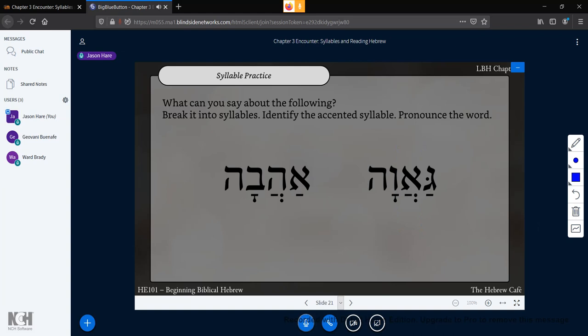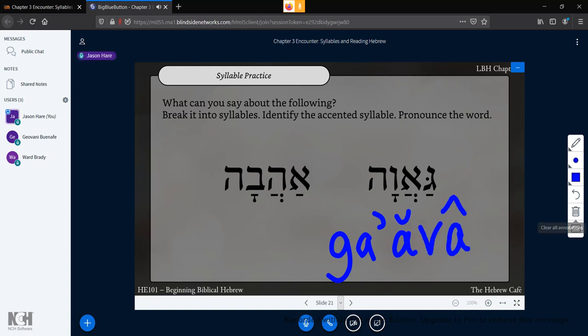If we're doing the traditional break, this is the regular shva, and it's influencing this and turning it into a. Ga'ava. Ga'ava means pride. It could be dangerous pride. It could be pride goes before destruction. Ga'ava.